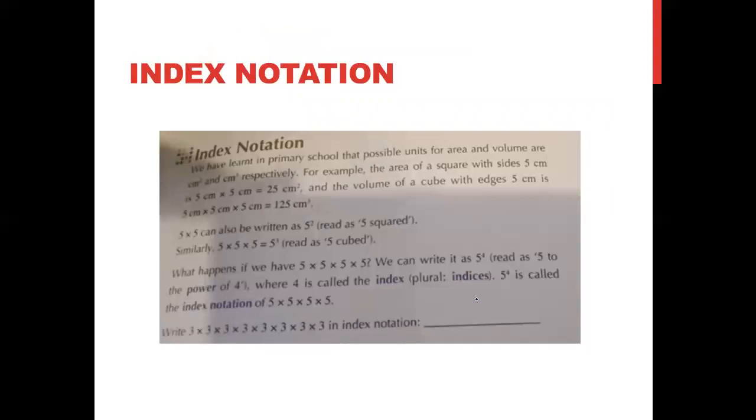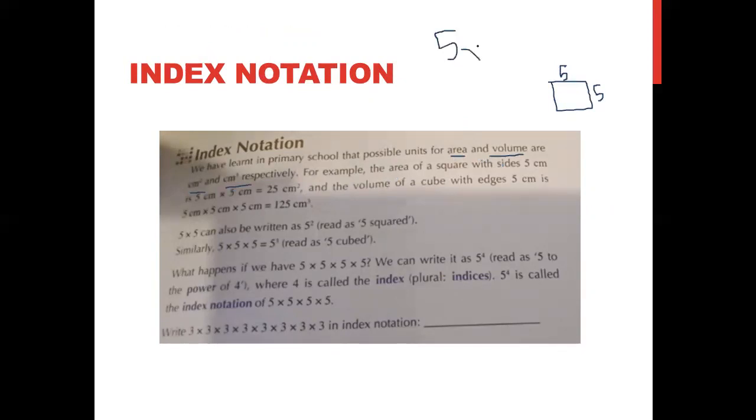Now, the next topic, we have index notation. We have learned in primary school that possible units for area and volume are centimeter square and centimeter cube respectively. For example, the area of the square with the side 5 centimeter. Now, I know plenty of you might be wondering what's area. Maybe you've done area, but generally we just leave area for now.